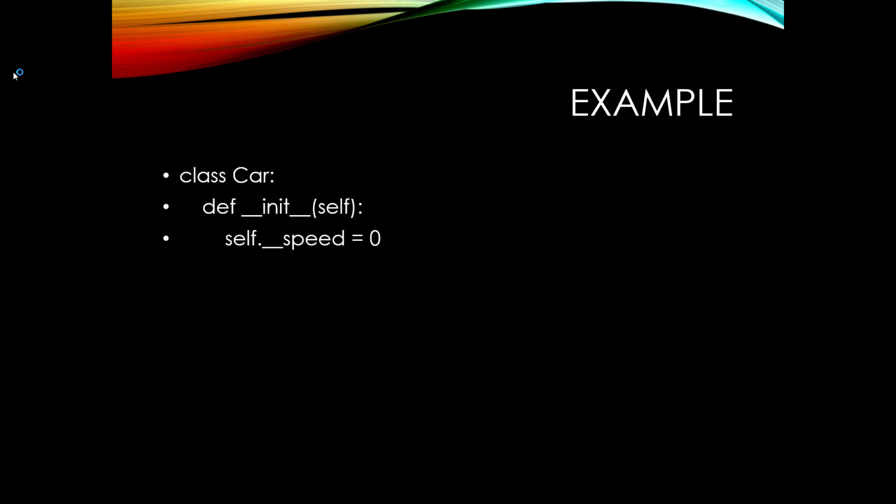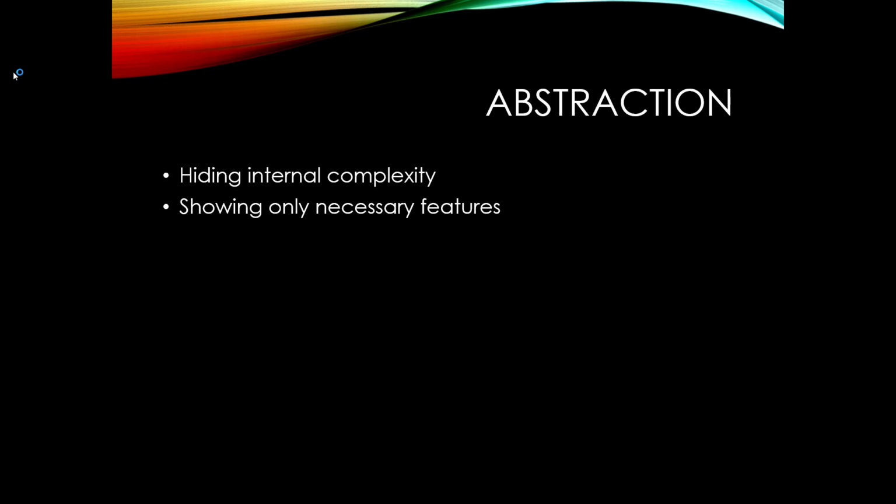Now, abstraction means hiding the internal complexity. When you drive a car, again, you don't see how the engine works. That's abstraction, right? In programming, you can abstract away complex code inside methods, exposing only what's necessary to the user. Together, encapsulation and abstraction help reduce complexity and protect your code from misuse.